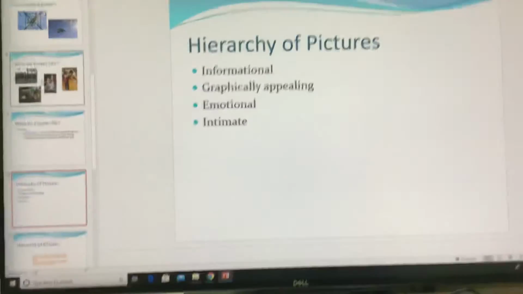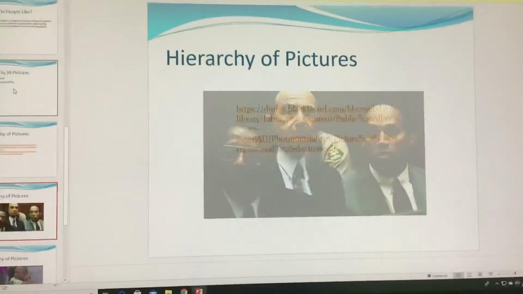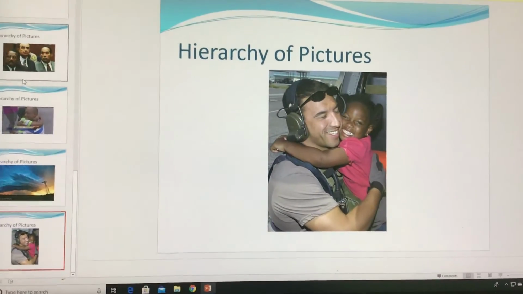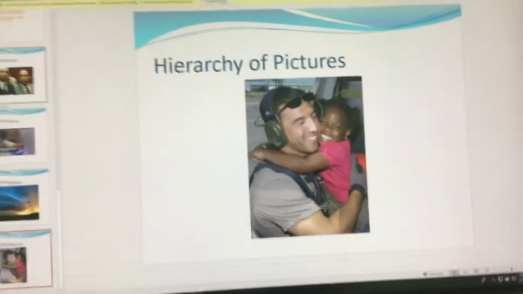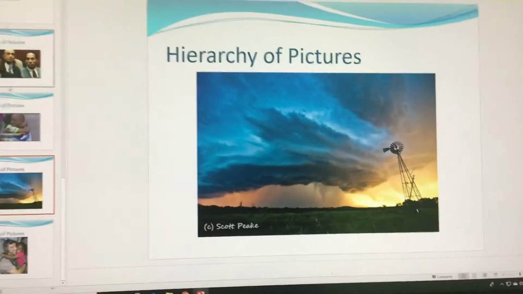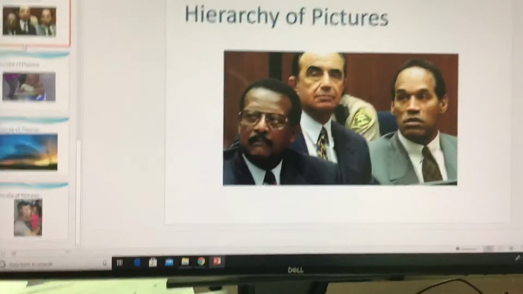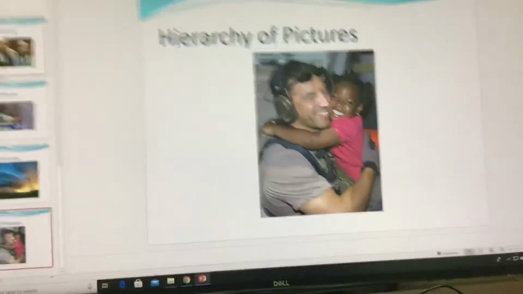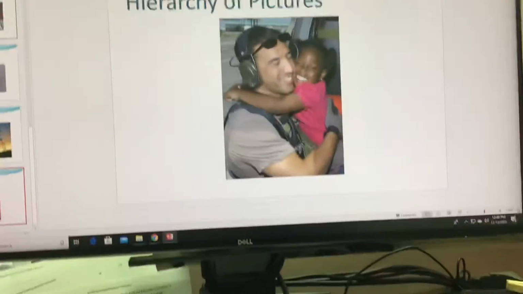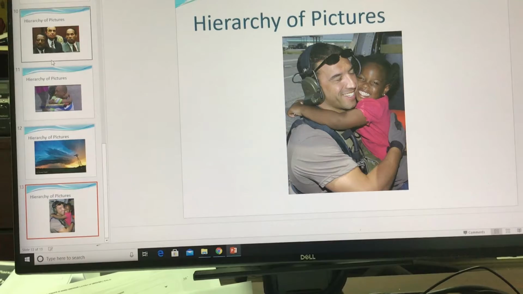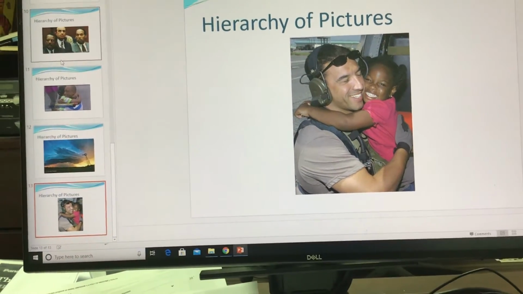So what I would do with this is, again, give you a series of photos and ask you, is it informational, graphically appealing, intimate, or emotional? Graphically appealing will be pretty obvious. Informational would also be pretty obvious. The ones that kind of get tough to differentiate between are emotional and intimate. And then be able to label photos according to the hierarchy of pictures. Yeah, so we did that. So that's all there is to that section.